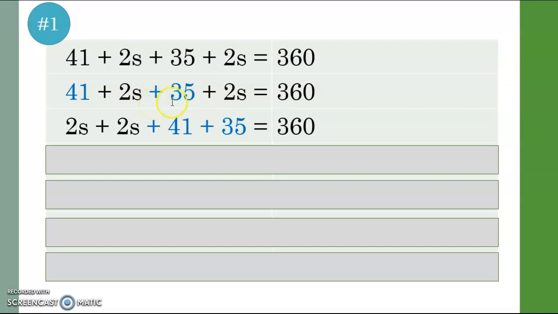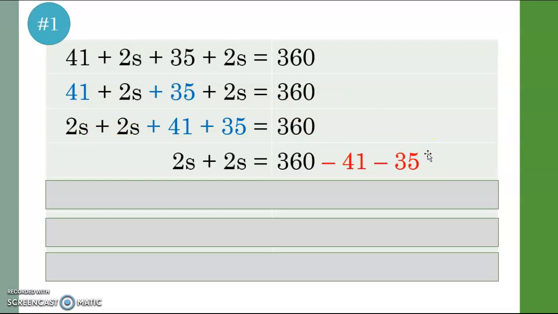So this plus stays with that 35. And we said that this 41 really does have a plus in front of it as well, even though we don't see it here. So you can see that plus 41 is written right there as well. Okay, so now we have all of our S terms together, 2S plus 2S, and all of our numerical terms together, plus 41 and plus 35. Now we're going to start to simplify this equation. We're going to start to perform inverse operations and ultimately solve for S.